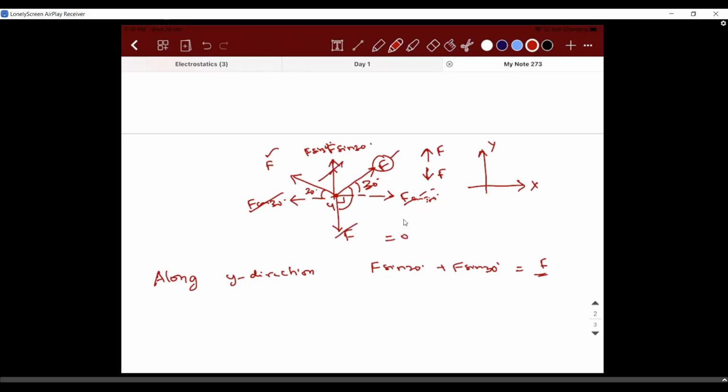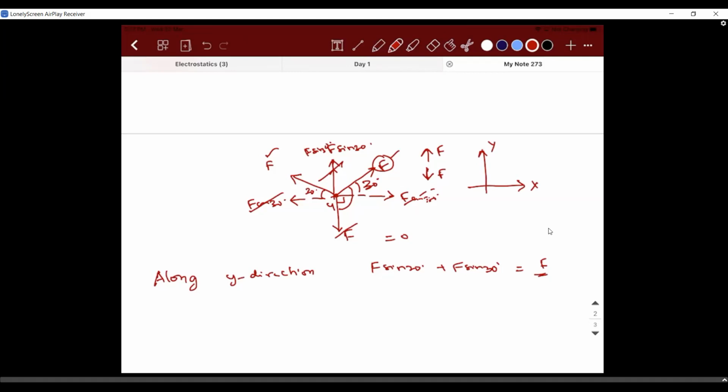So what will happen to the charge that is placed at the centroid in this scenario? It will not experience any net force. Okay, it will experience force due to the individual objects, but it will not experience a net force.